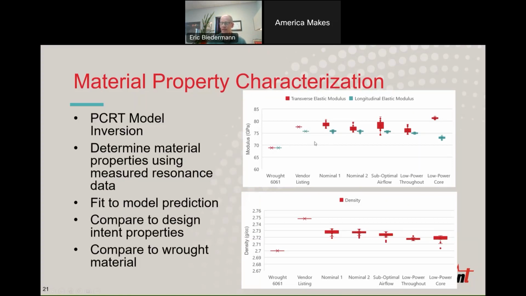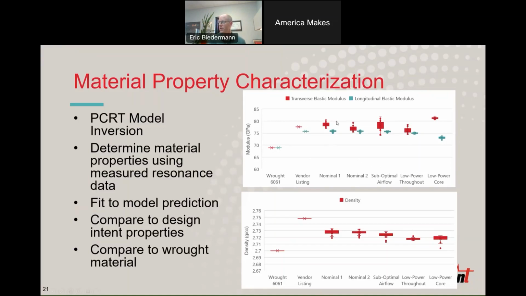This was an aluminum 6061 AM-optimized feedstock powder, and it was used to build components. This was the same set of components that I presented targeted defect detection results for a little earlier. So we had our 2 nominal populations. We had our population built with suboptimal airflow, and a population made with low laser power throughout the core. We found that a transversely isotropic model was the best fit for this part population.